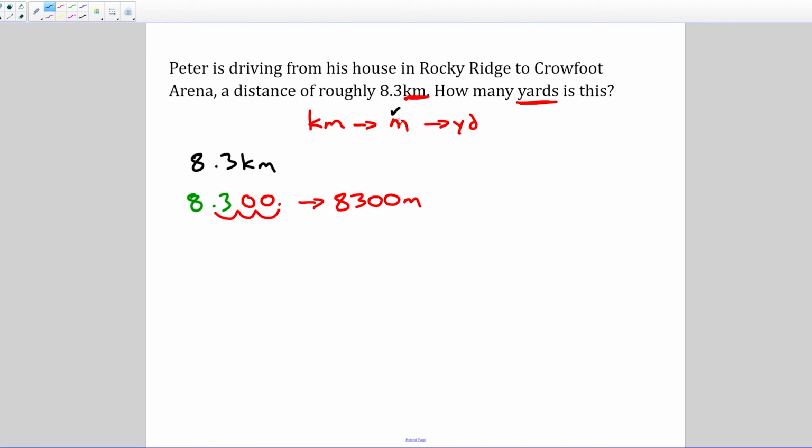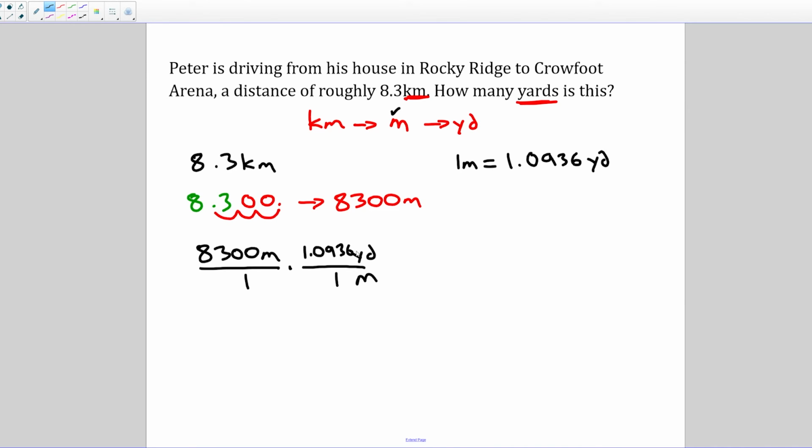So having completed this step, we are going to have 8,300 meters over 1, and we're going to multiply this now by our conversion factor. Looking at our conversion factor, we have 1 meter is equal to 1.0936 yards. Since we have meters on top here, we want it on the bottom, and that leaves us with yards up top. So 1 meter is the same thing as 1.0936 yards.